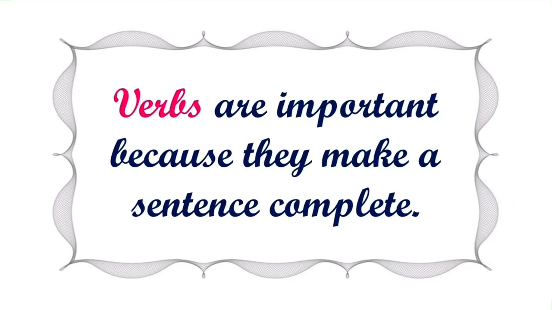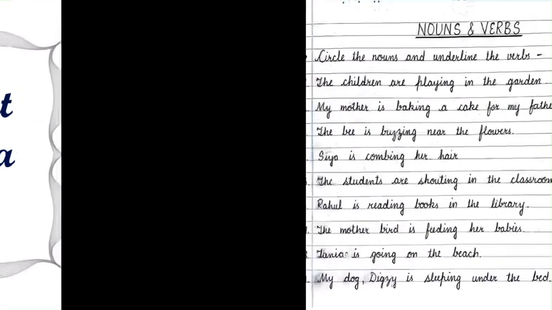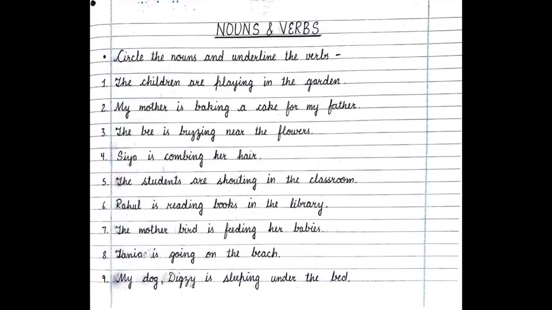Verbs are important because they make a sentence complete. Verbs are very important for a sentence. Without a verb, a sentence doesn't make any sense. Alright? Now, have a look at the worksheet. Here you have to circle the nouns and underline the verbs. First sentence is, the children are playing in the garden.